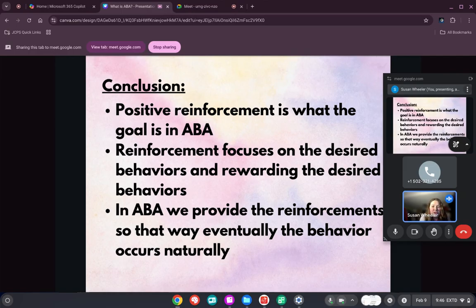So in conclusion, positive reinforcement is what the goal is in ABA. Reinforcement focuses on the desired behaviors and rewarding the desired behaviors. In ABA, we provide the reinforcement so that way eventually the behavior will occur naturally.